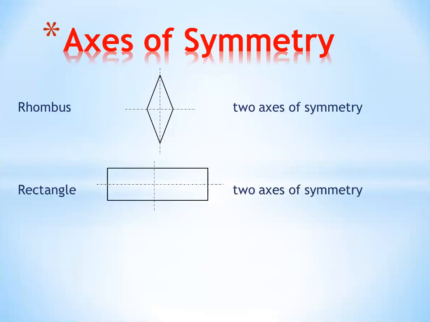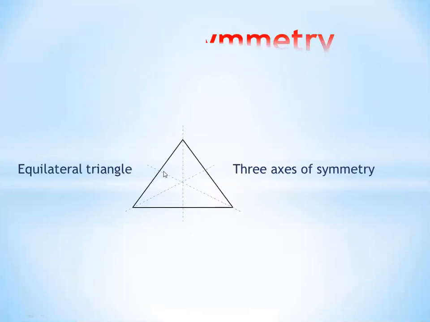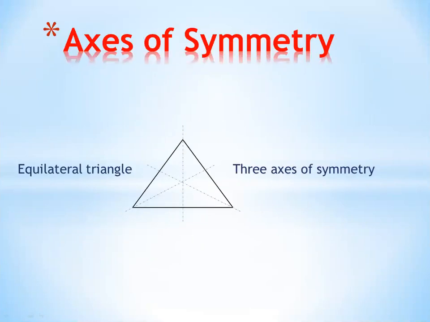Rectangle. The rectangle has 2 axes of symmetry. Here, the first one and the second one. We can fold them together. Equilateral triangle. It has 3 axes of symmetry. Why? Because the 3 sides are equal in length in the equilateral triangle.